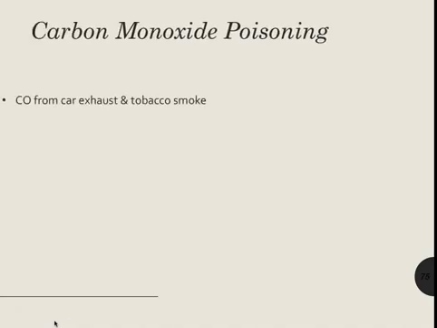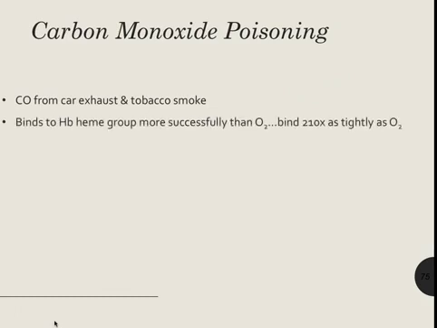So carbon monoxide poisoning, we mentioned this a couple times now. So carbon monoxide can be found in things like car exhaust, tobacco smoke. Okay, it binds to the hemoglobin more successfully, about 210 times as tightly as oxygen. So once it's bound, it is very difficult to have carbon monoxide removed.